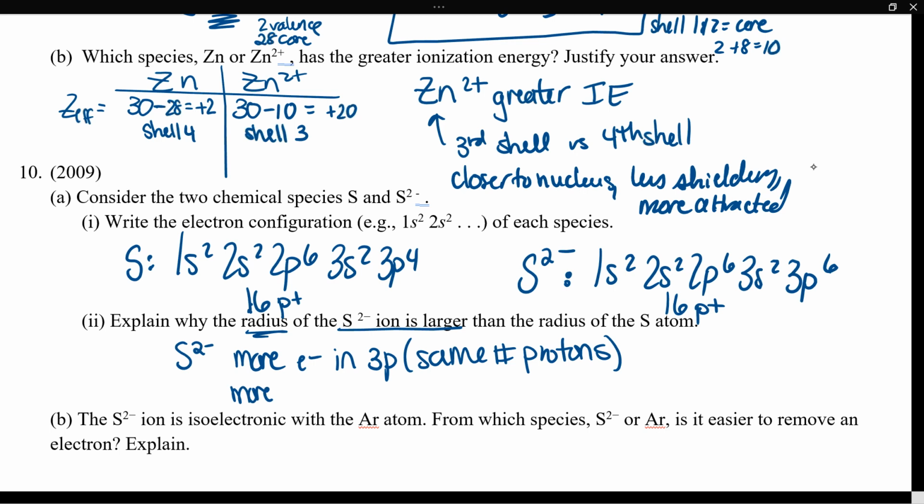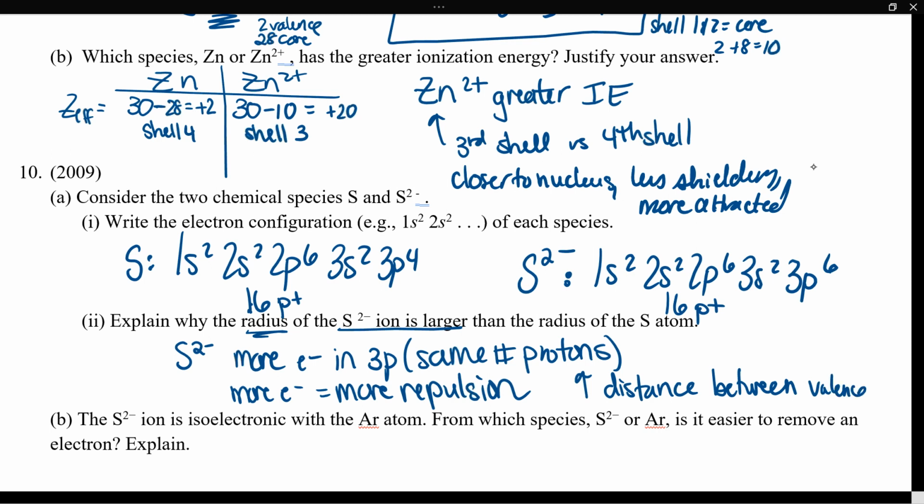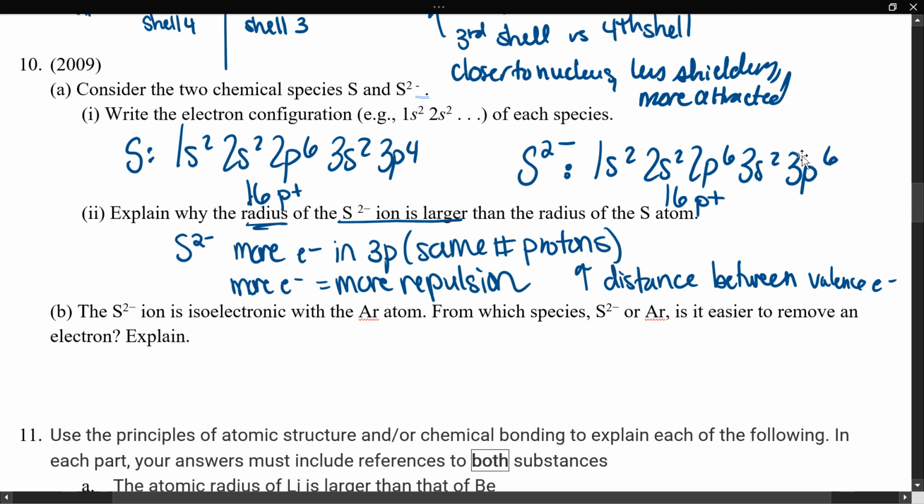So when you have more electrons, you're going to end up with more repulsion. And then that electron cloud is going to kind of spread out. So you're going to increase the distance between those valence electrons as a result of that repulsion. So that's what's going on when you form a negative ion. All you're doing is adding electrons. Number of protons stays the same. So those extra electrons just repel each other and then make that electron cloud spread out. Therefore, you got a bigger radius.